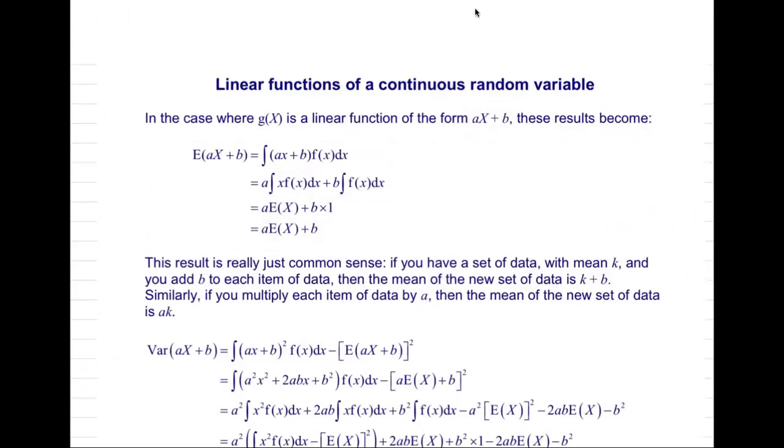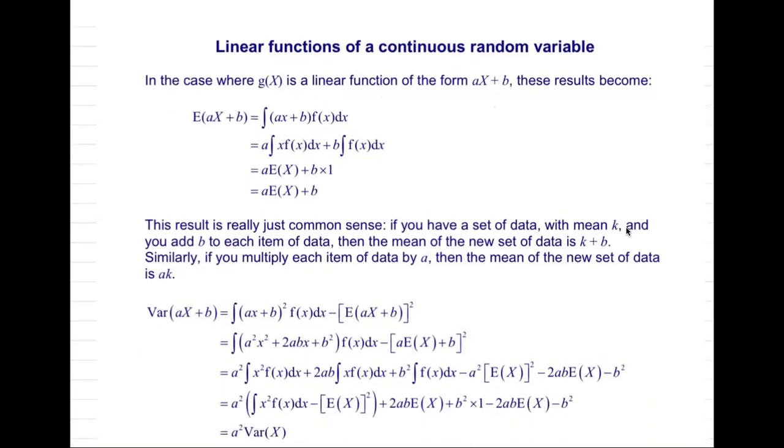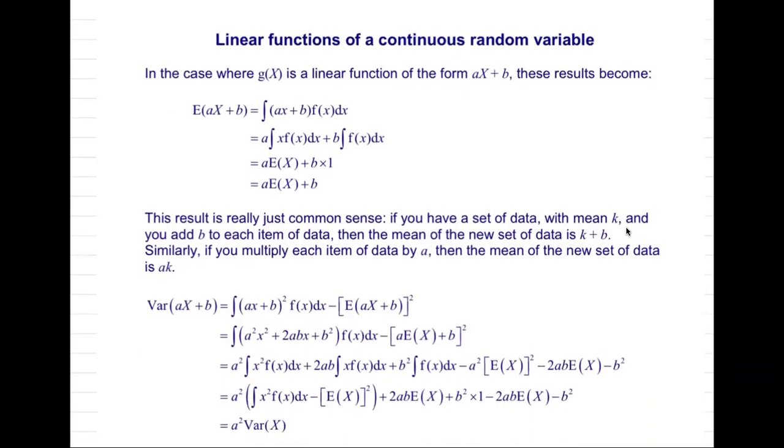Now, this result is really just common sense. If you have a set of data with mean k and you add b to each item of the data, then the mean of the new set of data is k plus b. Similarly, if you multiply each item of data by a, then the mean of the new set of data is ak. So this one plus b.